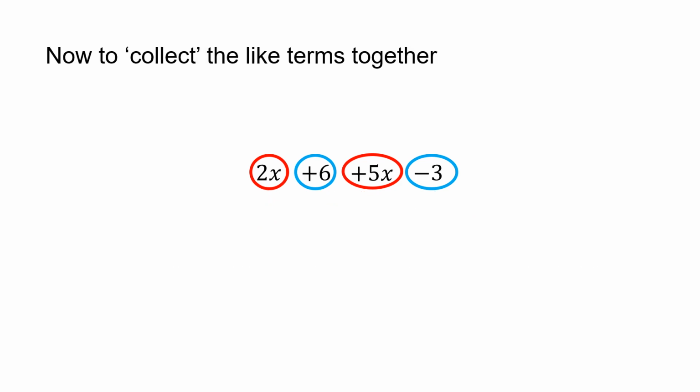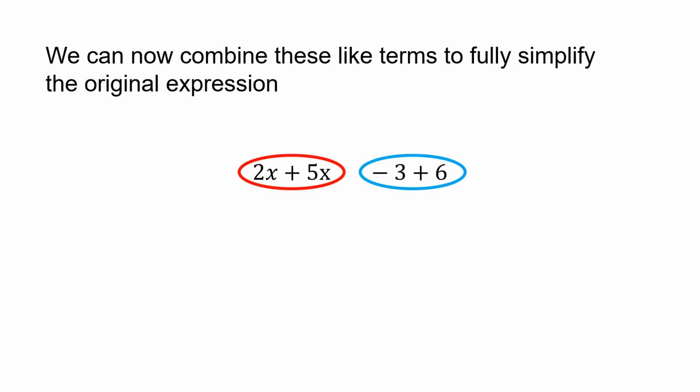Now the next step is to collect these like terms together. As you can see, we're going to move the number terms to one side and then the x terms to the other side. So we have 2x plus 5x and we have minus 3 and plus 6. And now we simply have to add these terms together. So we can see the result of this now.